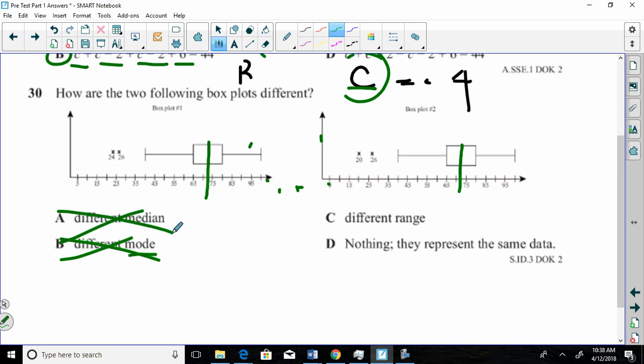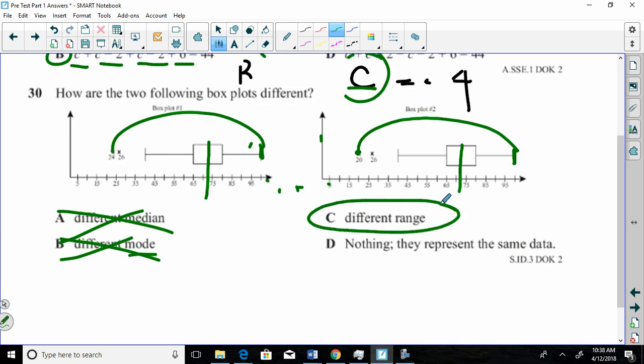Range. On your IXL, it said excluding outliers. But see how it doesn't say excluding outliers here? Because of that, it's your max minus your min. So technically 20 is your min here, and 100 is your max. Here 100 is your max, and 24 is your min. So they would end up having different ranges. People are confused because on your IXL it would say excluding outliers, but if it doesn't say that, then you're subtracting the min from the max. Does that make sense?